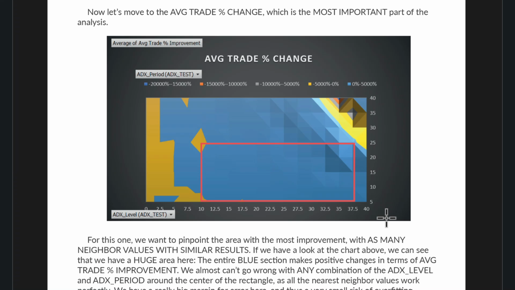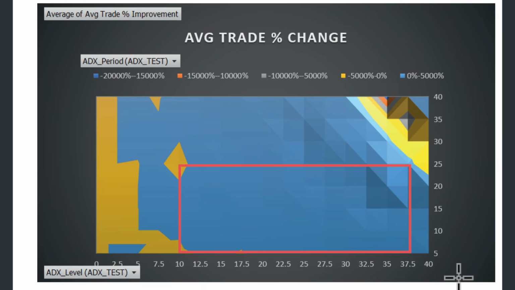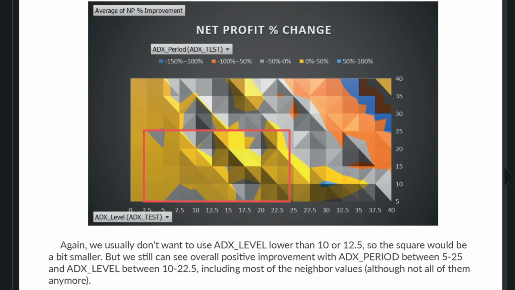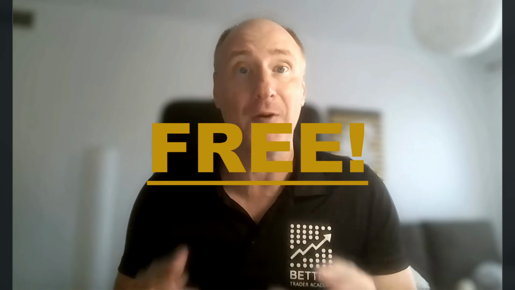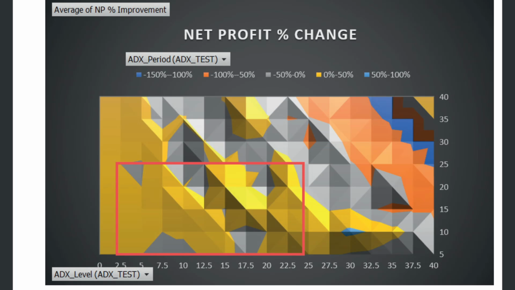Now, the calibration process itself is quite complicated. The objective is to create simple visual pivot maps in an Excel spreadsheet like this one, where you will be able to visualize which exact combination of the ADX period and the ADX threshold will give you the highest average trade as well as overall the best net profit improvement. This is a proprietary technique which we have developed in our hedge fund, but you can get it completely for free with this entire calibration manual right now.